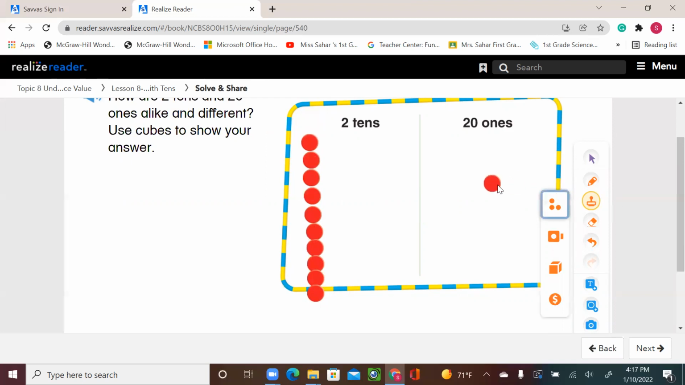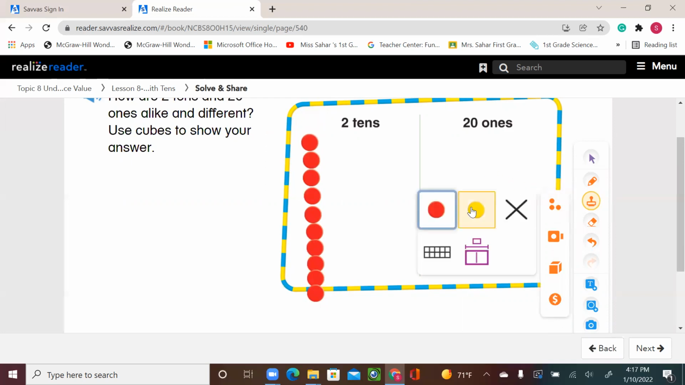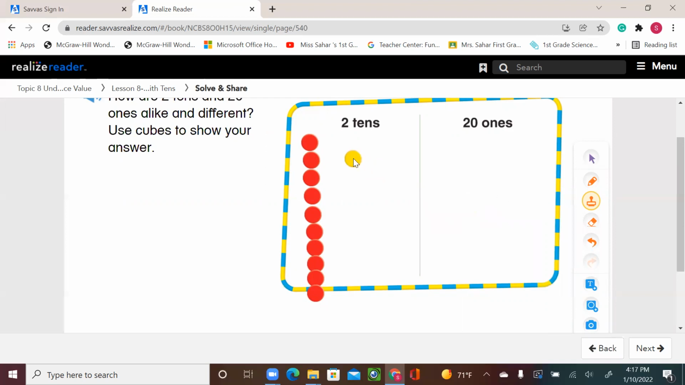Let's do another one. Let's put 1, 2, 3, 4, 5, 6, 7, 8, 9, 10. And that's the second group of 10. So 2 tens means 20 ones. Now here, if you have them together, and if you have them separate. So let's see if we can do that.